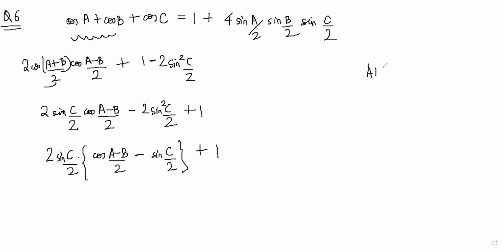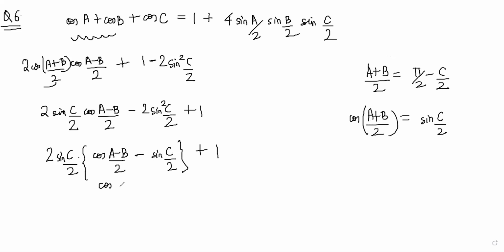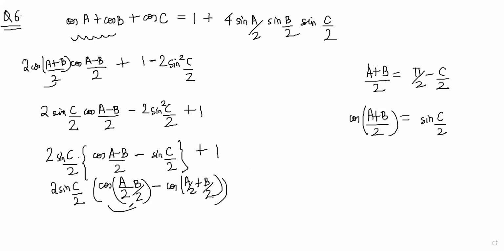Now note that (A plus B) by 2 is equal to pi by 2 minus C by 2. So if I take cos on both sides, cos of (A plus B) by 2 will be equal to sin C by 2. So I can write this as cos (A by 2 minus B by 2) minus cos (A by 2 plus B by 2). So that will become, if you think about it, cos cos plus sin sin, minus cos cos plus sin sin. This will become 2 sin A by 2 sin B by 2.